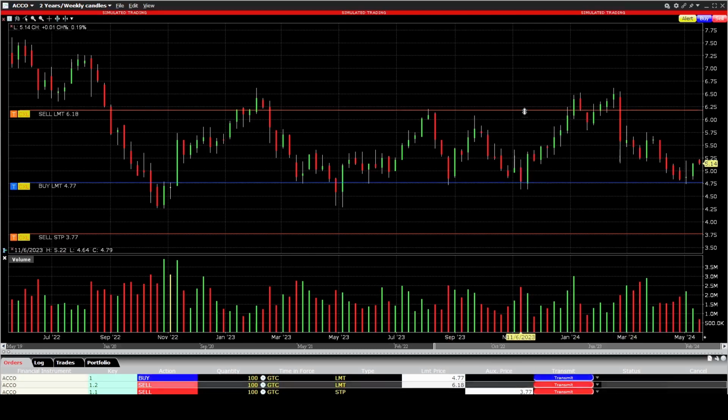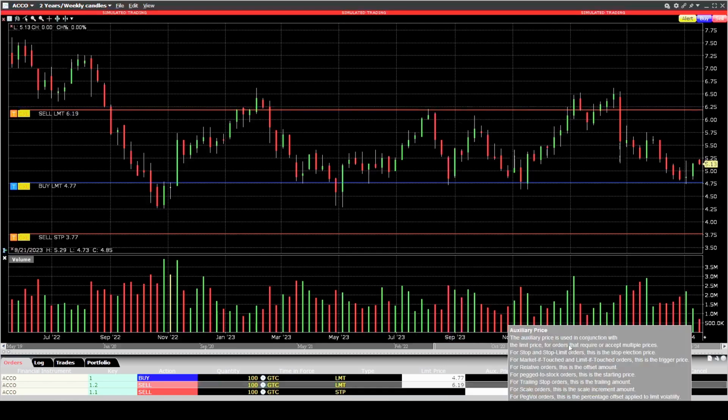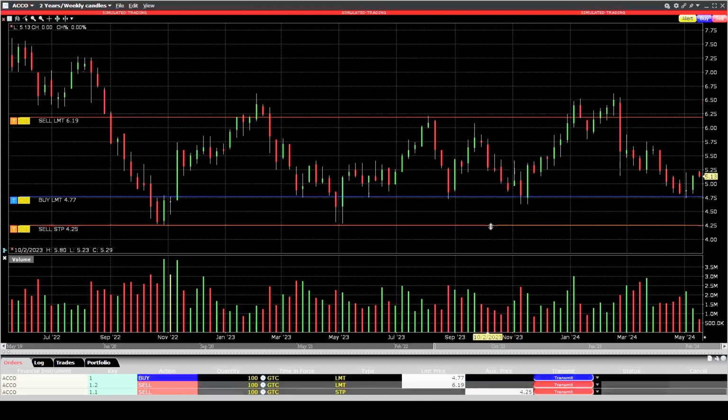See if I can bring it up a little. This is what I love so much about having the chart right in front of me. So I'm going to take it to the top of this candle right here, and we're going to set that order for $6.19. And then here we have what's called a sell stop, and this would limit my maximum loss if I was wrong about this stock and it went in the other direction.